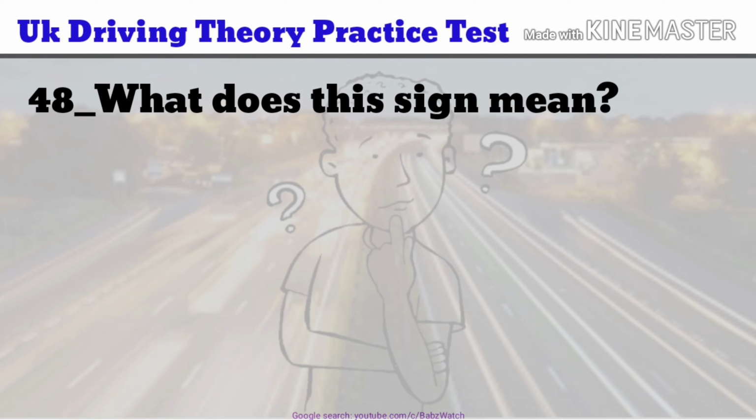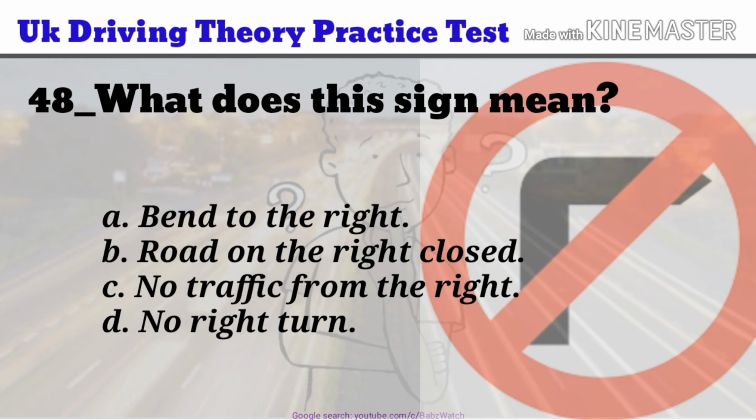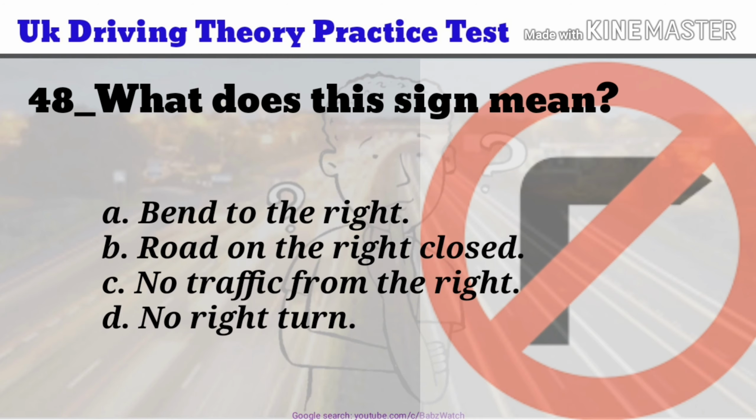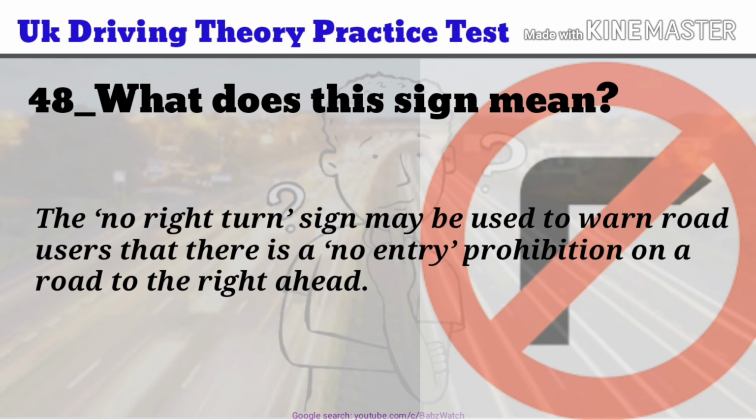UK driving theory practice test question 48 of 50. What does this sign mean? A. Bend to the right. B. Road on the right closed. C. No traffic from the right. D. No right turn. The correct answer is D. No right turn. The no right turn sign may be used to warn road users that there is no entry prohibition on the road to the right ahead.